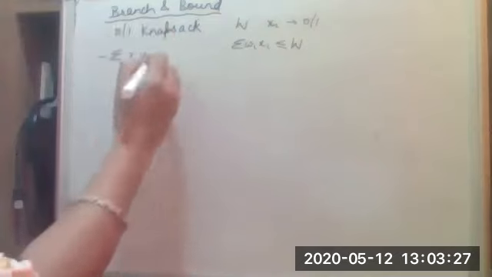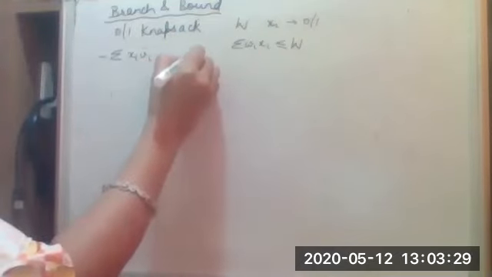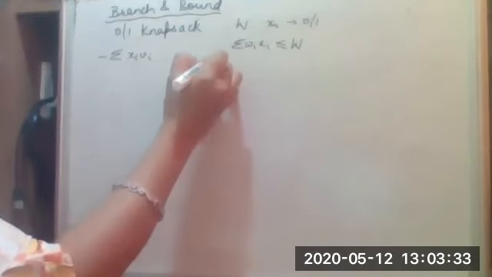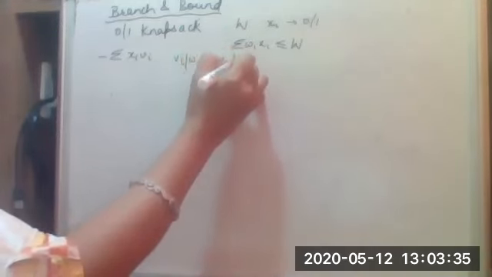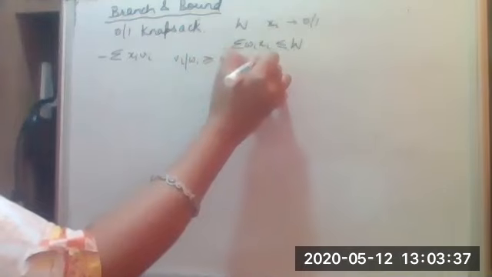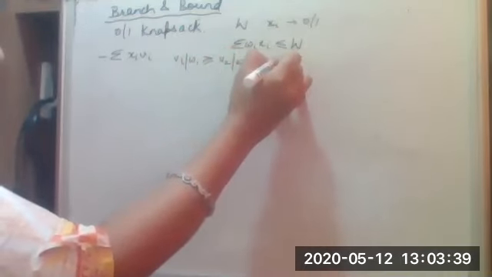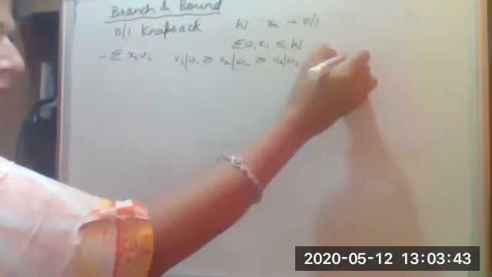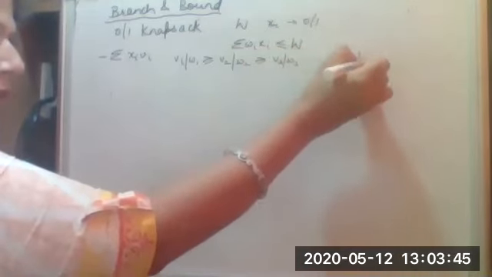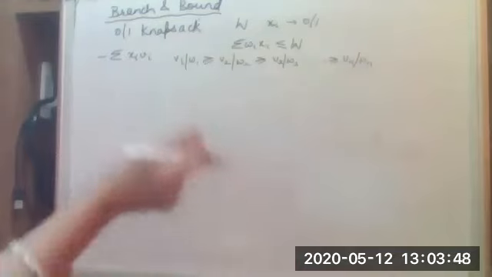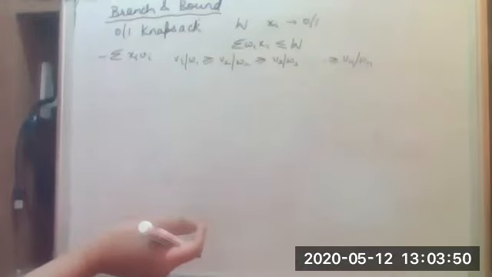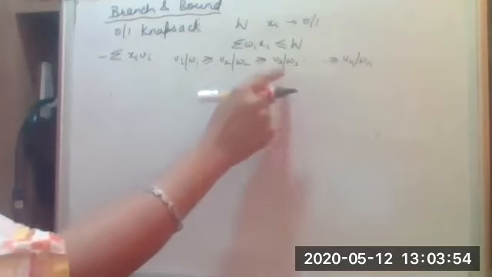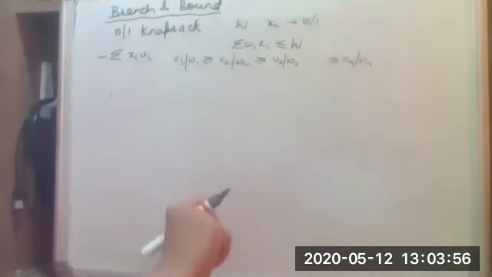For that, what we assume is V1 by W1 is greater than or equal to V2 by W2, is greater than or equal to V3 by W3, and so on till the last, Vn by Wn. So what does this mean? The per unit profit value of the first element is greater than the second, is greater than the third, and that is greater than the fourth.